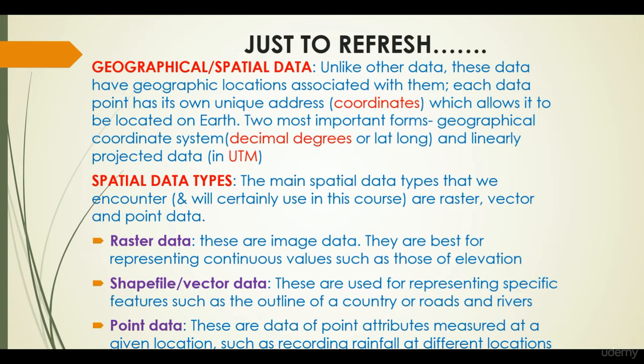In order to create these data, essentially you need to run around recording information, say rainfall at different locations, and that is how you will create point data. And these are typically stored in comma separated value files or text files.